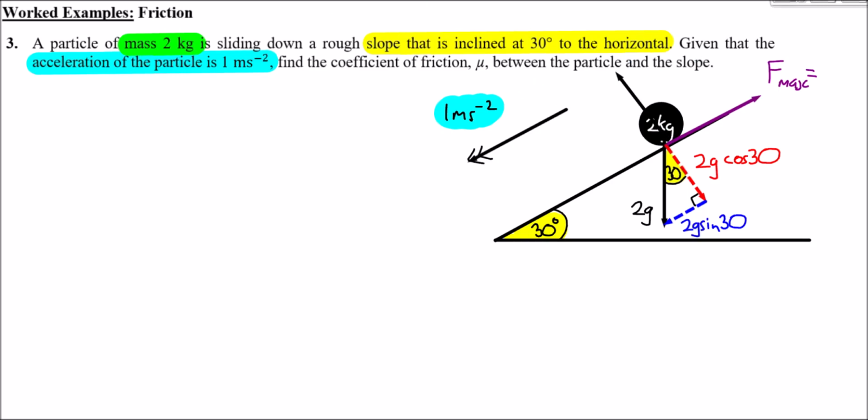So the normal reaction, R, because there's no acceleration perpendicular to the slope, this particle is not flying off and up, nor is it going to be falling into the slope and burying itself. This reaction must be equal and opposite to this component here, which is 2g cos 30, to keep it in balance. So R must as well be 2g cos 30.